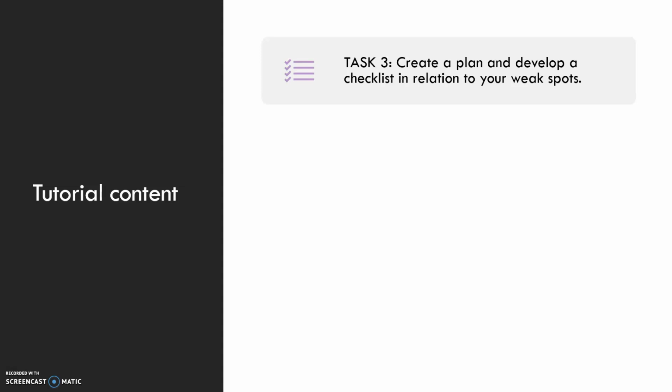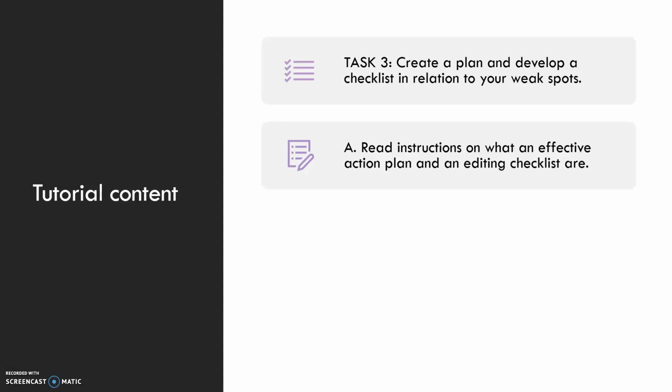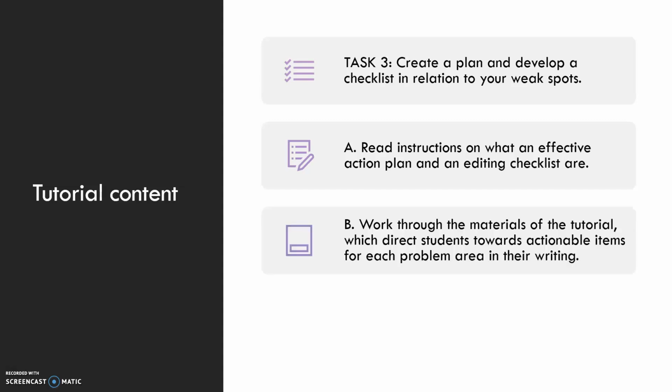Task number 3 asks students to create a plan and develop a checklist in relation to their own personal weak spots. First, they will have to read some instructions on what an effective action plan is and what an editing checklist is. They will be provided some examples and templates. Then they will have to work through materials provided in the tutorial, which direct students towards actionable items for each problem area in their writing.